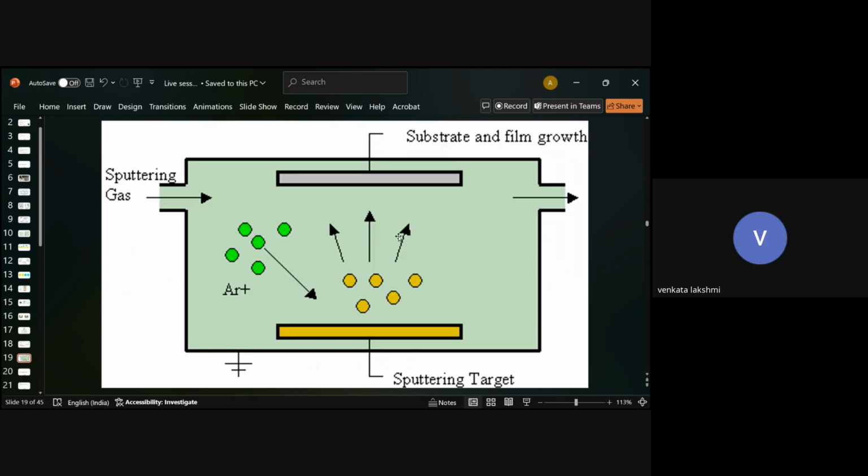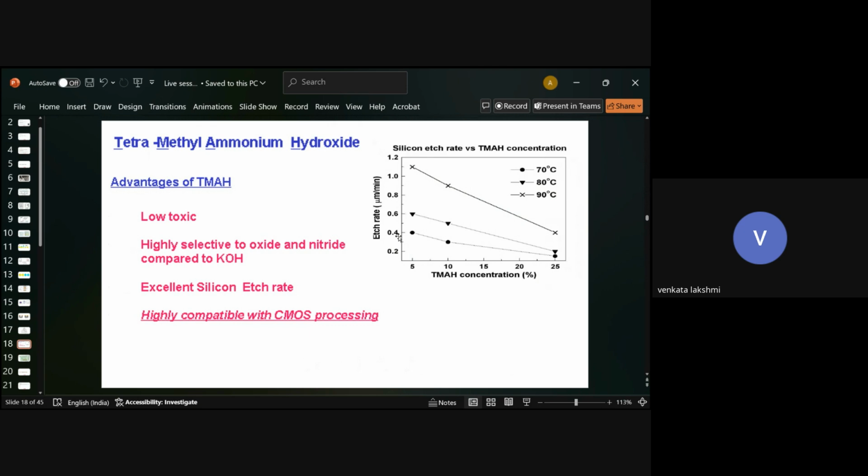Sir, what is the meaning of highly compatible with CMOS processing? So basically, for it to be highly compatible, you need an anisotropic agent. Compatibility with CMOS is basically dependent on whether it is giving anisotropy or not. If it is an isotropic agent, you will not get any directional accuracy, right? Everything will get etched.